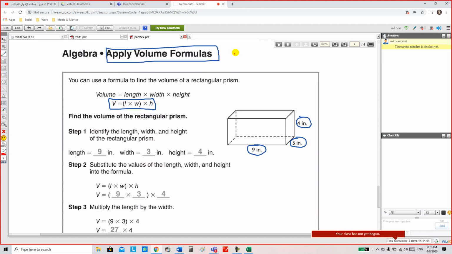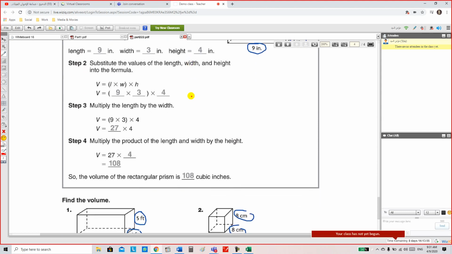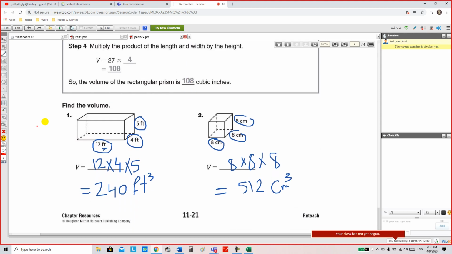How to apply the volume using this formula. Length times width times height. Multiply them together here. 12 multiplied by 4 multiplied by 5. It will be 240 cubic feet. The same here, 8 multiplied by 8 multiplied by 8, because length and width and height are equal, which is 8. So it will be 512 centimeter cube.